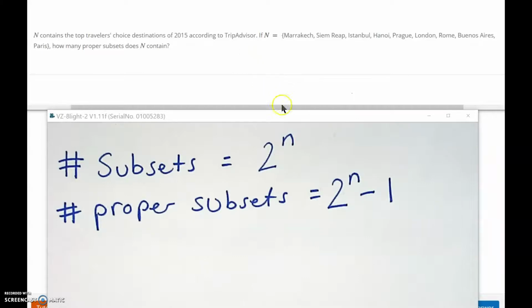We need to plug the cardinal number into N. The cardinal number. Okay, so N stands for the cardinal number. And what does cardinal number mean again? The number of elements. The number of elements in the set. Okay, so we better count some stuff.